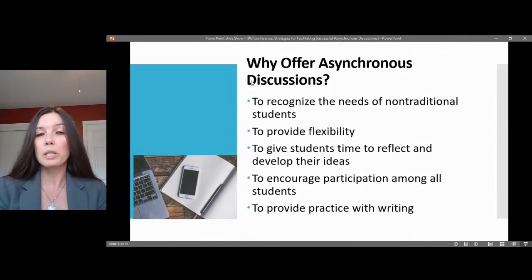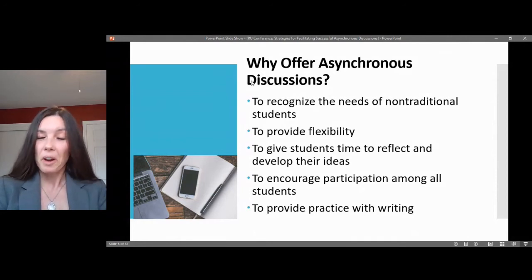They also allow students more time to actually reflect on what their classmates have contributed and reply in more meaningful ways. It also helps to get students who sit in the back of the classroom, so to speak, to participate, often with the confidence of semi-anonymity that the internet can bring. And discussions also provide practice with writing, which can prepare students for writing essays or research papers.